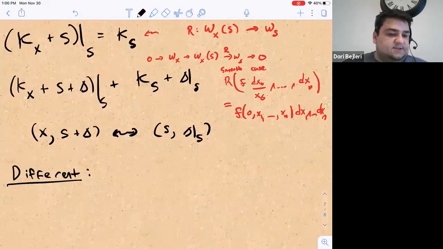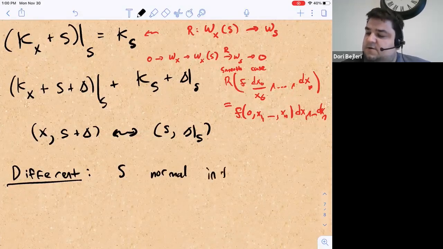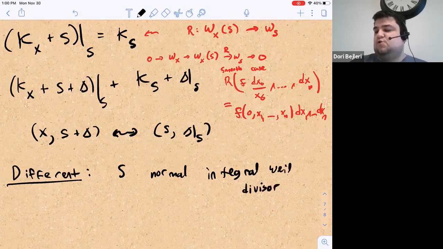So let me make a simplifying assumption, which is that S is normal. It should always be an integral divisor to make sense of the different and to make sense of adjunction, but let's assume that it's actually normal, just as a simplifying assumption, and then I'll say a little later what you should do when it's not normal. Let's essentially normalize.